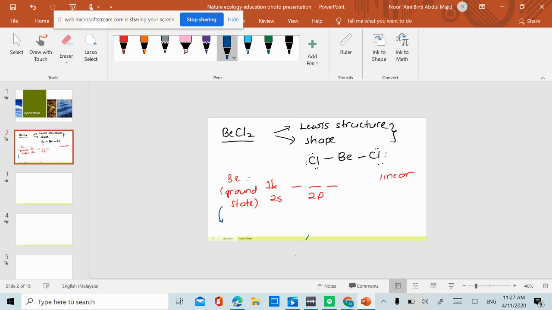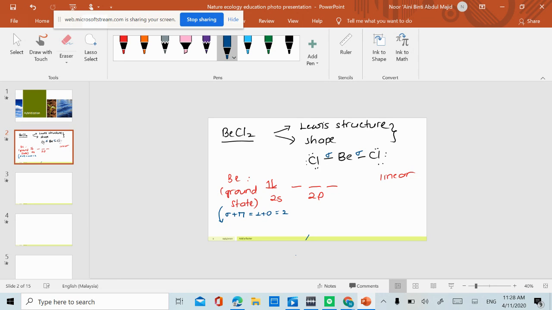So the clue is to check how many unpaired electrons you need. You refer to the number of sigma plus pi. In this case, there are two sigmas and no pi. Hence, 2 plus 0 equals 2. This is not part of the working. This is just a clue for you.